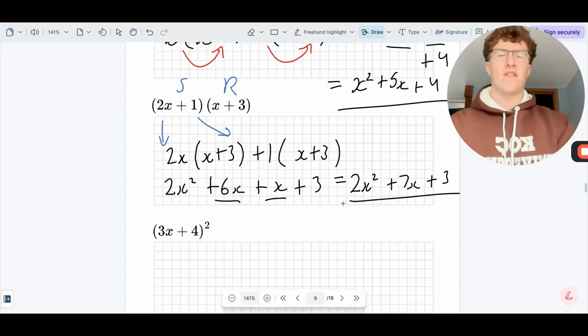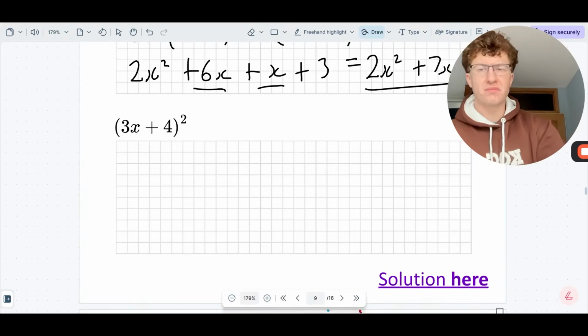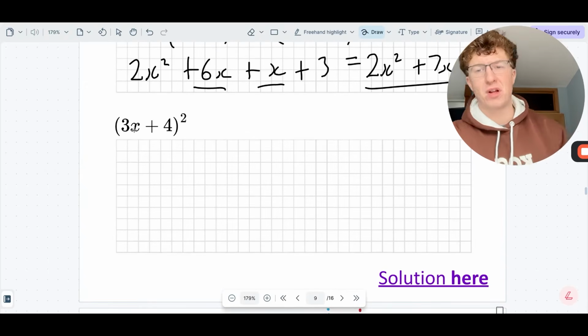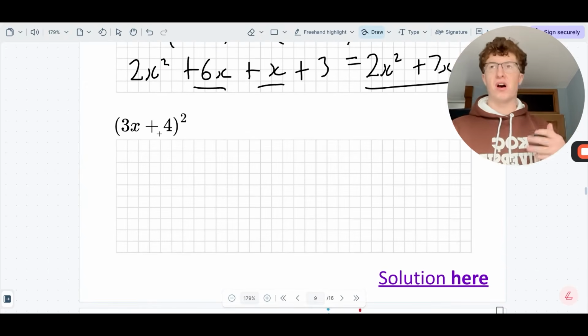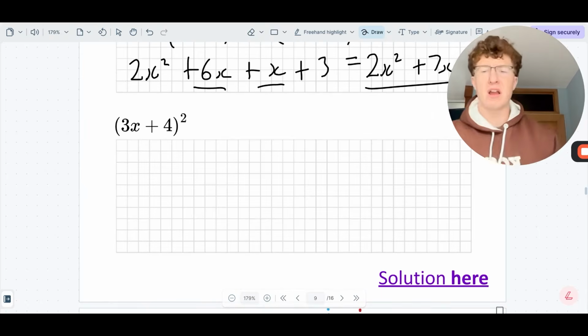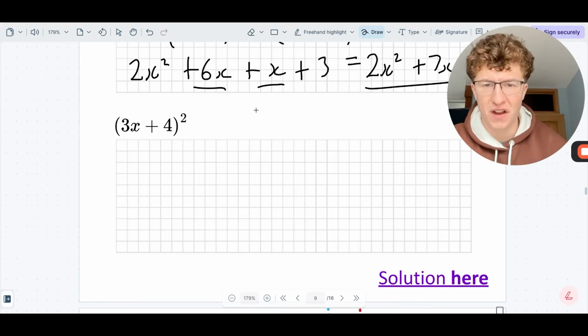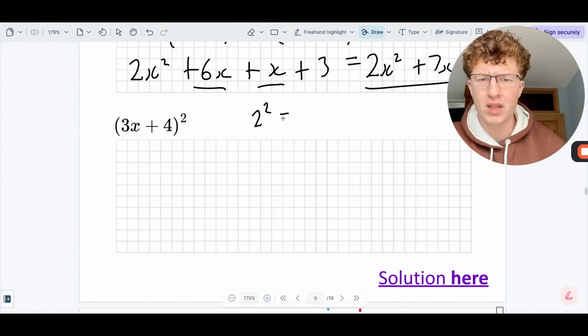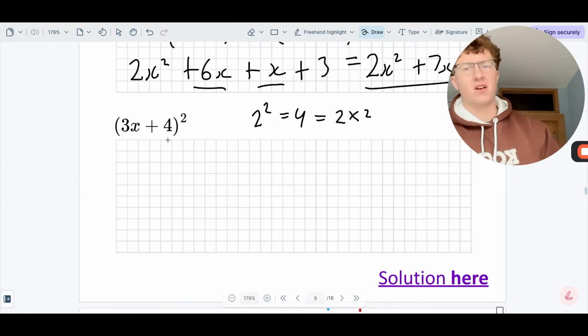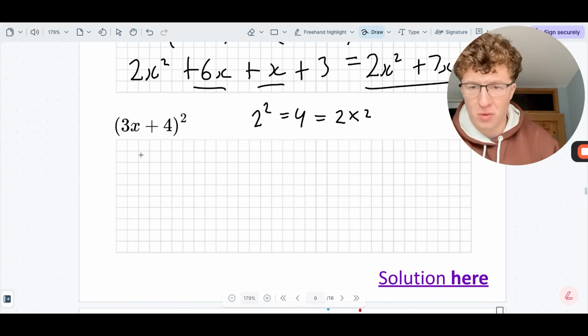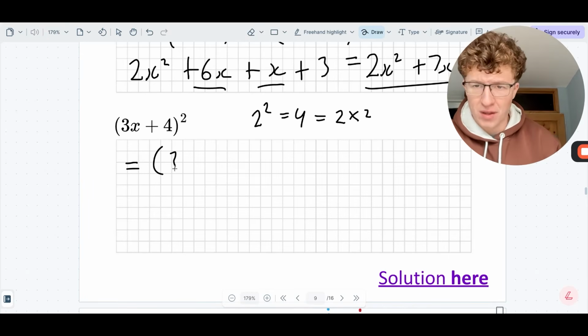Now, the final question here is asking us to expand or multiply 3x plus 4 all squared. Remember, if we have a number squared, it's just the number times itself. Like if I was to give you 2 squared, we all know that's equal to 4, but that's just because it's equal to 2 times 2. So 3x plus 4 all squared is the same as doing 3x plus 4 times 3x plus 4.